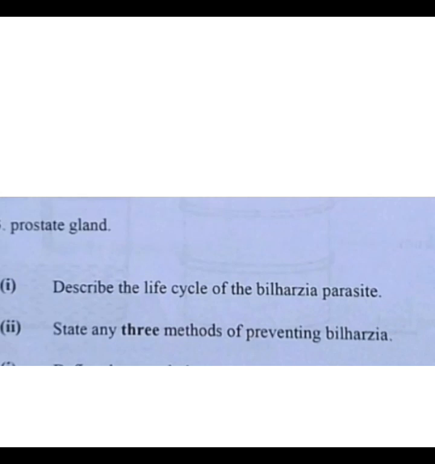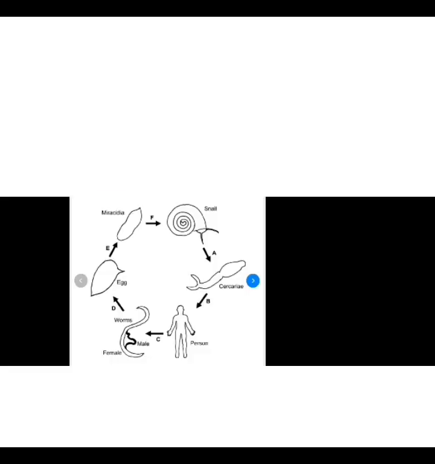Let us move on to number 8, part B. On B1, we are supposed to describe the life cycle of the Bilharzia parasite. And then on B2, we are supposed to state 3 methods of preventing Bilharzia. So I have put that diagram, which is showing the life cycle of the Bilharzia parasite.